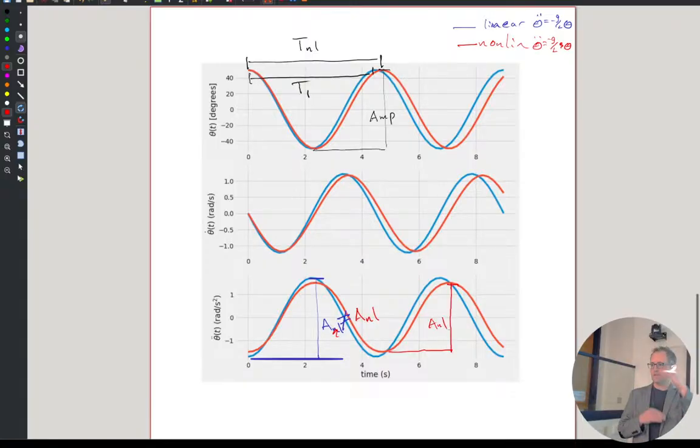Like the peak of the acceleration is different between the two. So now we can start seeing, all right, why is this time period different? Well, it's based on acceleration. That acceleration, its max acceleration, is always a little bit smaller.